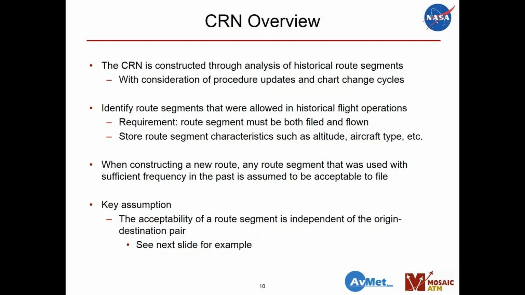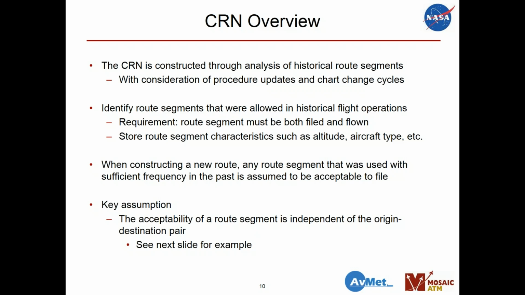So we look at the flights that actually filed and flew different route segments, where again those route segments are just from one waypoint to another. And then we include other characteristics such as the altitude, the aircraft type, and other things like that might tell us what the limits are on the use of that particular route segment.